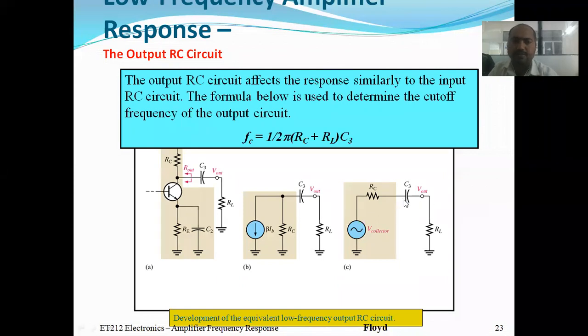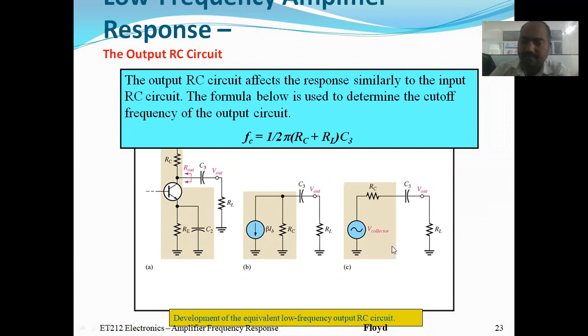So in the case of your low frequency response, only the coupling capacitor and the bypass capacitor come into the circuit. So what happens? Due to that capacitance, the output coming is less. This happens when we apply a low frequency signal.